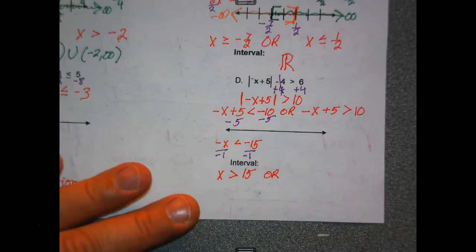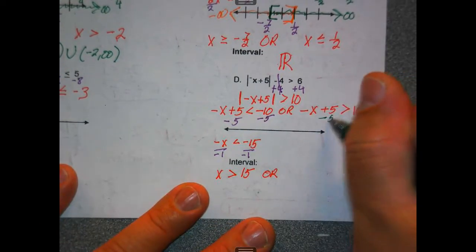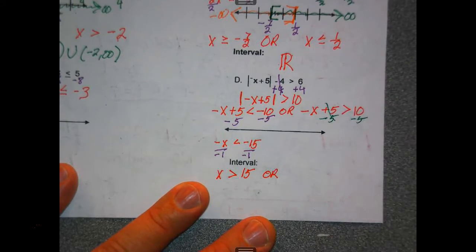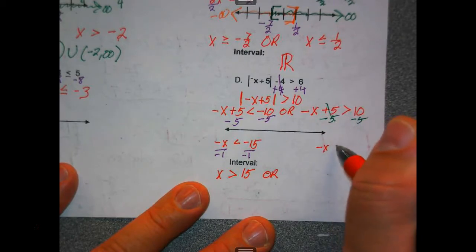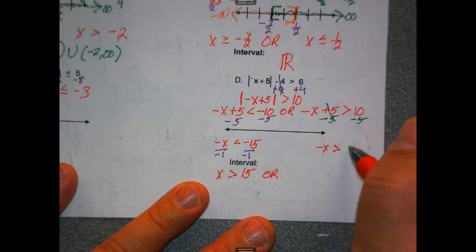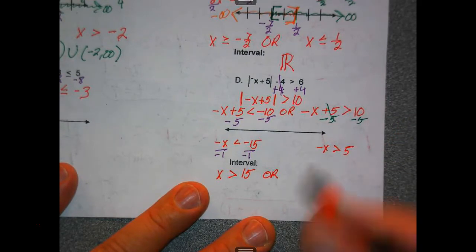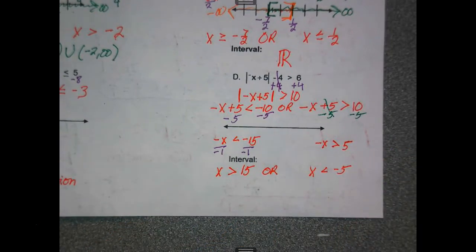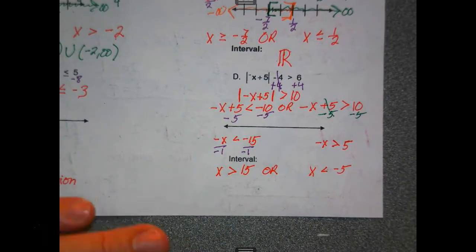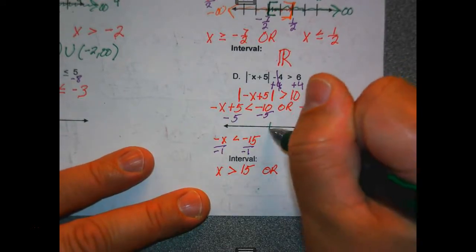Or -5 minus 5, -x. -x is greater than +5, and then you flip it, right? X is less than -5. Let's graph those. Let's see, bigger numbers 15, smaller ones -5.